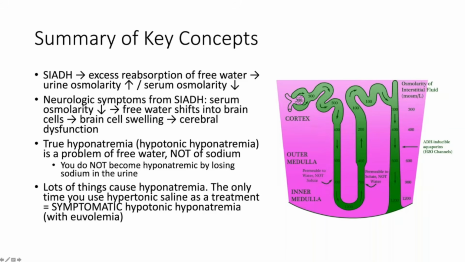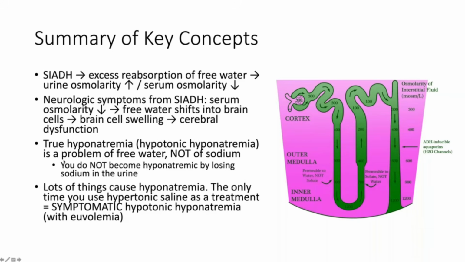More free water is going to go into your serum, so your serum osmolarity is going to go low, and you're going to lose free water. You're going to reabsorb free water from the urine, so the osmolarity in the urine is going to go up. The neurologic symptoms from SIADH are from the free water shifts, as we talked about, which cause cell swelling in the brain and cause cerebral dysfunction.